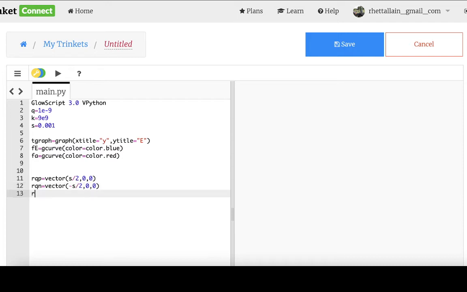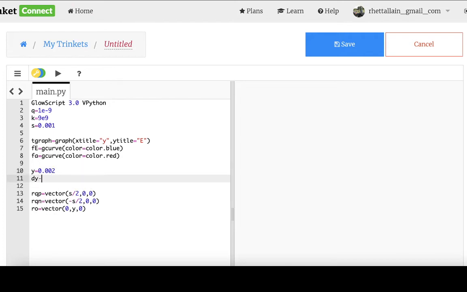And then the observation location RO is going to be equal to vector 0, Y, 0. And I didn't pick Y, so I need to go ahead and pick that up here. So let's say Y equals, let's see if they're 0.01 apart, let's put 0.002, and I need dy is 0.0001. And that's just where it's going to start.